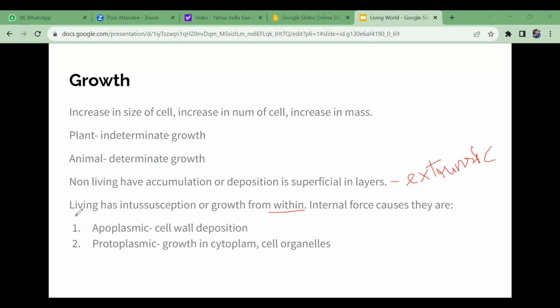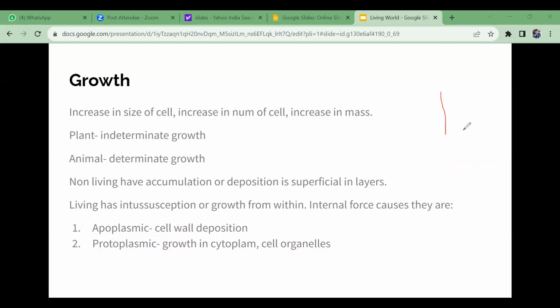It's a little high level, not that much is required. I'll just tell you: apoplasmic or protoplasmic. These are the internal forces which make us grow. Apoplasmic growth is seen in plants, that is cell wall deposition. I think I had shown you all a picture.